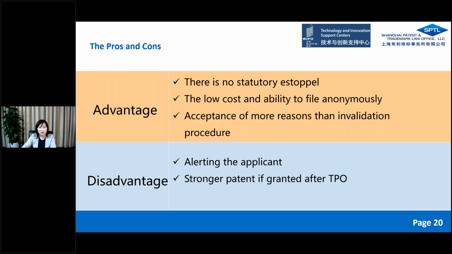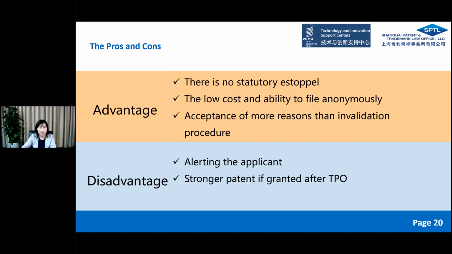Finally, let's take a general look at the advantages and disadvantages of submitting an observation. As previously discussed, there is no estoppel that prevents a third-party submitter from using the same reference and arguments in other proceedings. That is, the same reference and arguments can be reconsidered in an invalidation procedure.